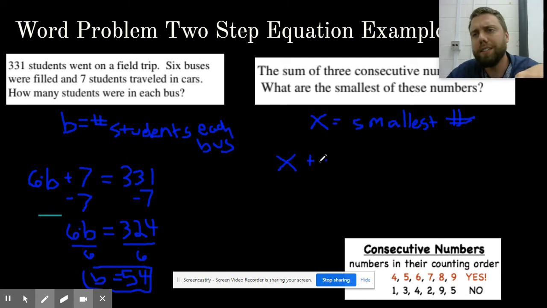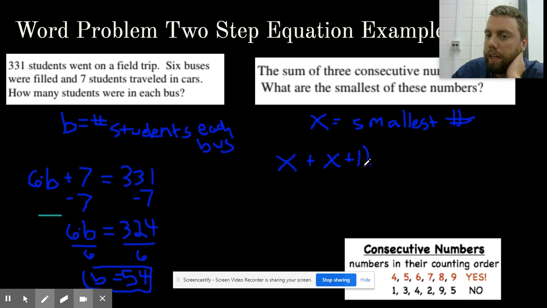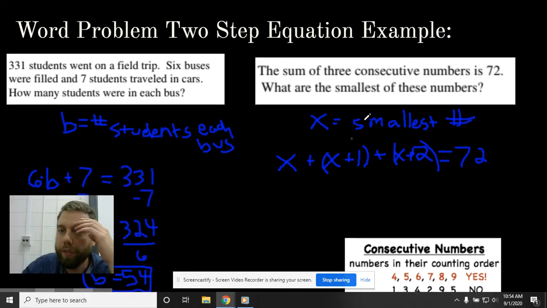plus, well, if x is 5, it'd be 5, 6, 7. Well, how do I get from 5 to 6? Oh, you just add 1, right? So 5 plus 1, and again, 5 is just a number I made up to make it more real. So 5 plus 6 plus 7, which would be 5 plus 2, is equal to 72. We know that the three consecutive numbers added together gives us 72.